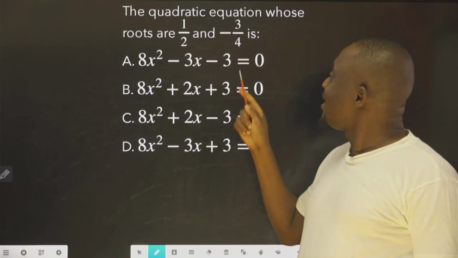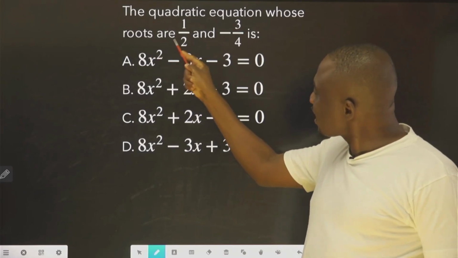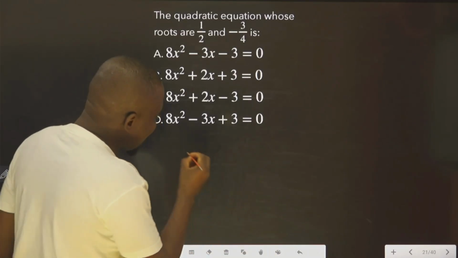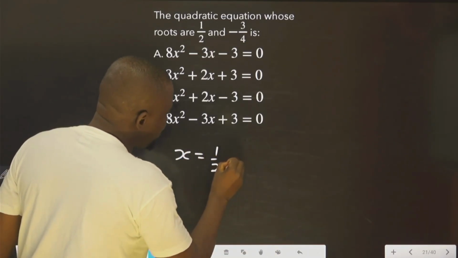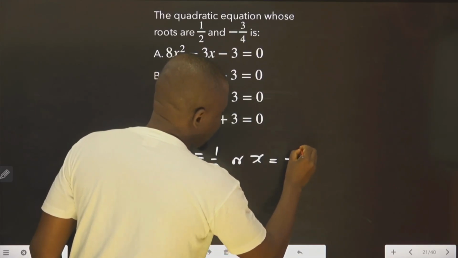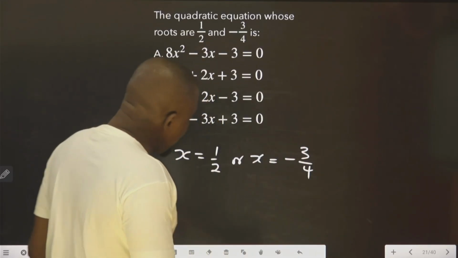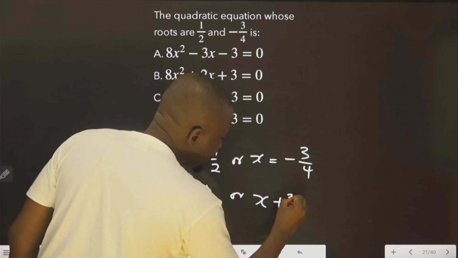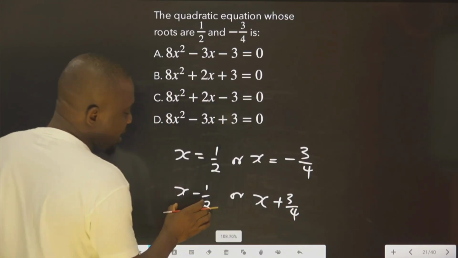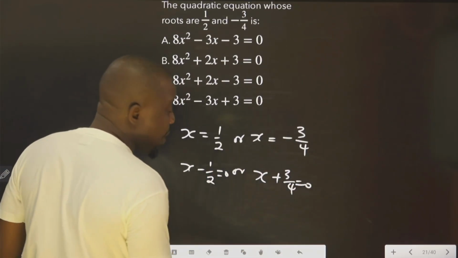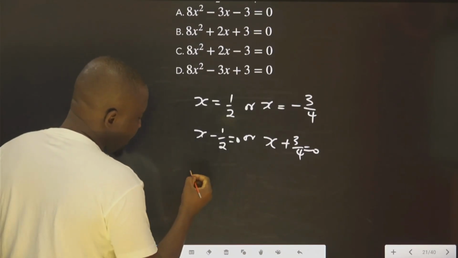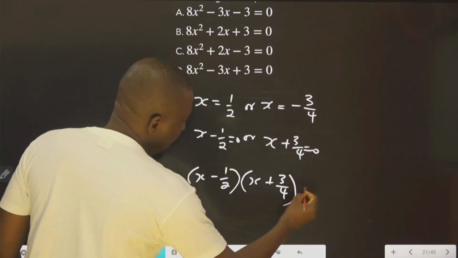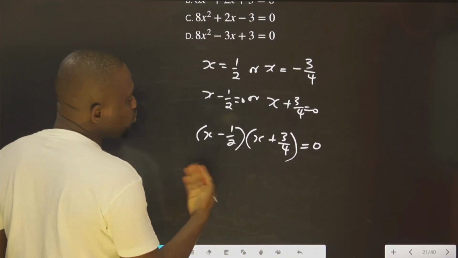Okay? Let's look at this. It says the quadratic equation whose roots are this and this is what? Very easy. What this actually means is x is equals to 1 over 2, or x is equals to minus 3 over 4. Okay? So therefore we move this to the side, or we move this to the side. You agree with me? Equals to 0. We are going back to quadratic equation now. It therefore means these are equal to 0.